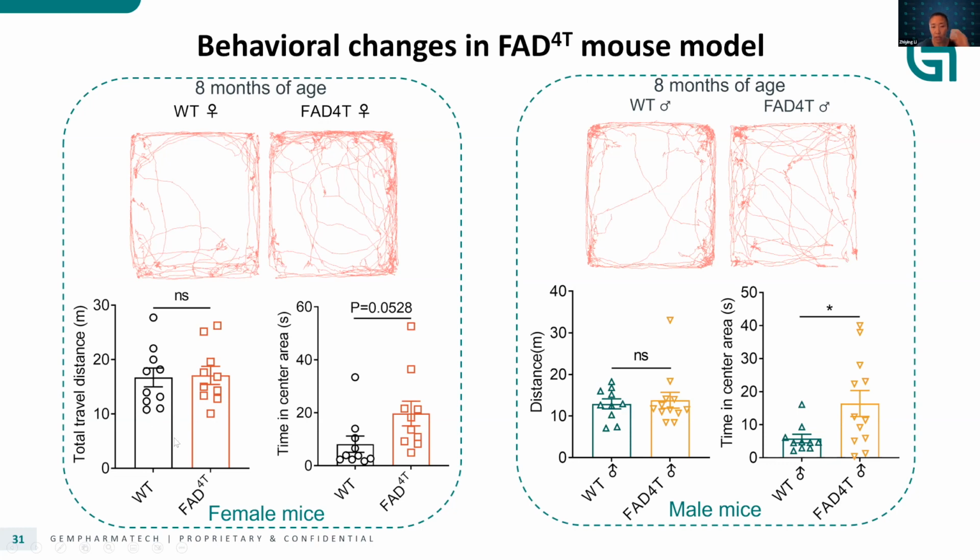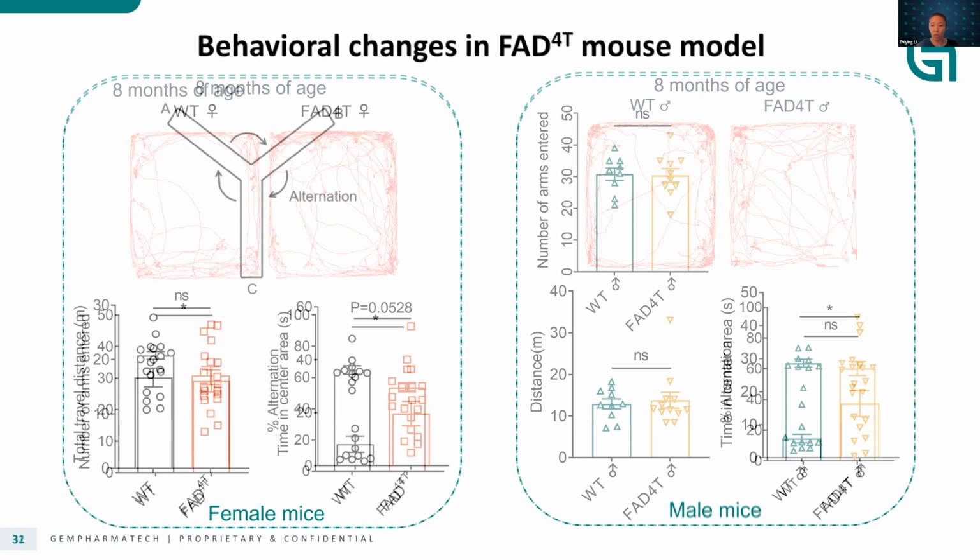The two quantifications are the trajectory, or the total distance run by the animal, and the number of entries into the center field of the open field. As you can tell, there's a trend for females to be present more in the center, which is more prominent in the male. However, for both sexes, there's no difference in the distance traveled between the two genotypes.